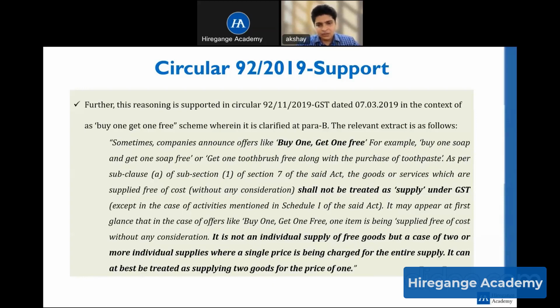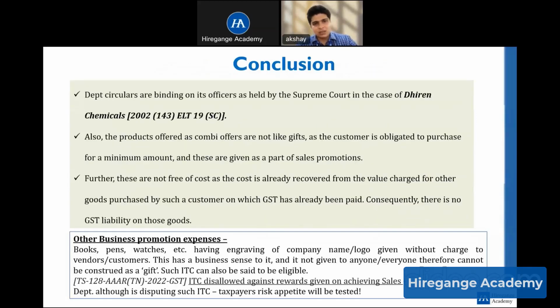And as it is not a gift, Section 17(5) does not apply. So once both of these are not applicable, the credit should be eligible. And having this departmental circular is very helpful because these circulars are binding on its officers but not on the taxpayers.